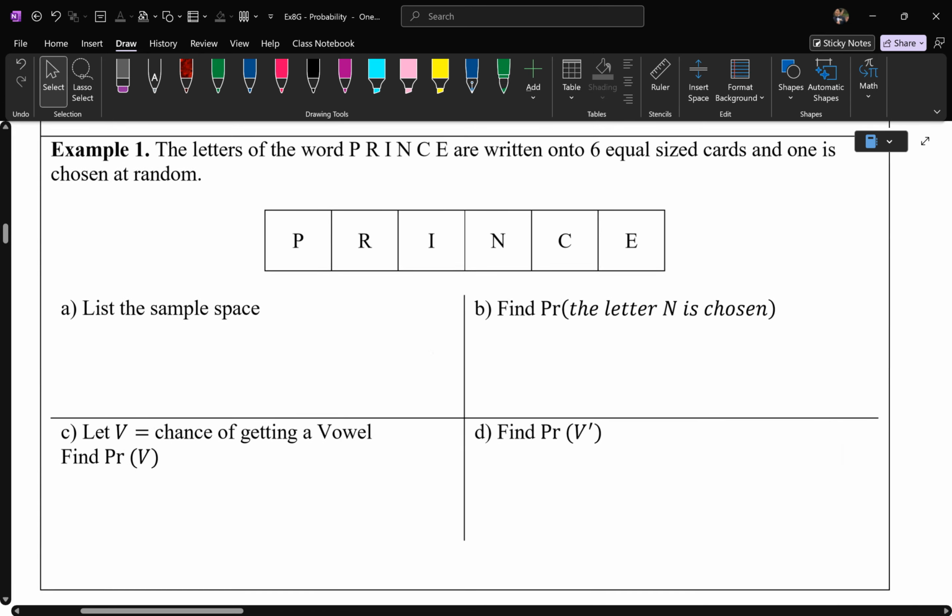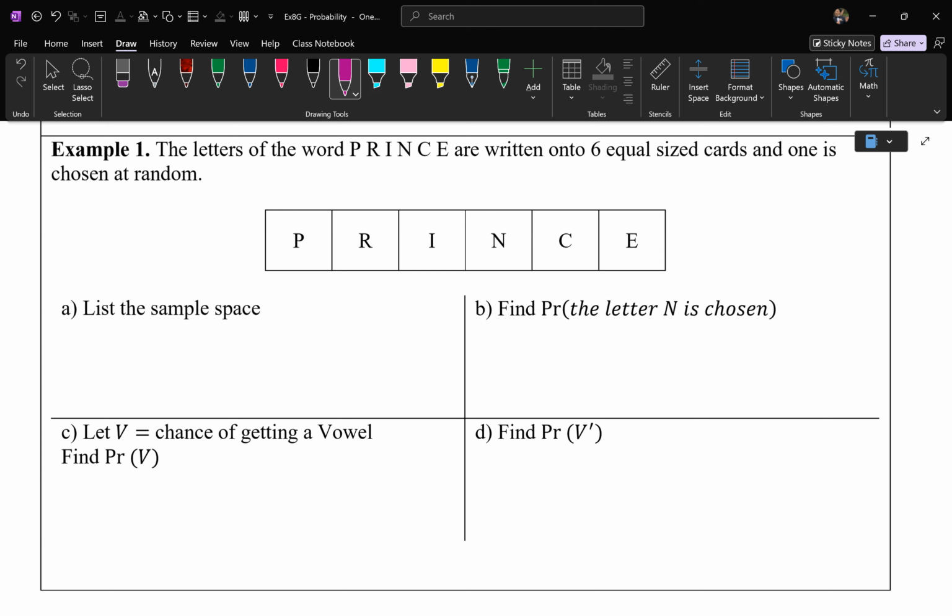Here's the first example. We've got 2 examples to do today. Here's your first one. Let's say the word PRINCE was written on 6 different cards. Okay, so you've got card number 1, card number 2, card number 3, 4, 5, and 6. They have those letters, P-R-I-N-C-E. If I told you that I'm going to choose one at random, I'm going to close my eyes, I'm going to pick a card, right? Then the first thing I need to figure out is what are the possible options I can pick? That's my sample space. So again, sample space equals, what's my sample space equal to?